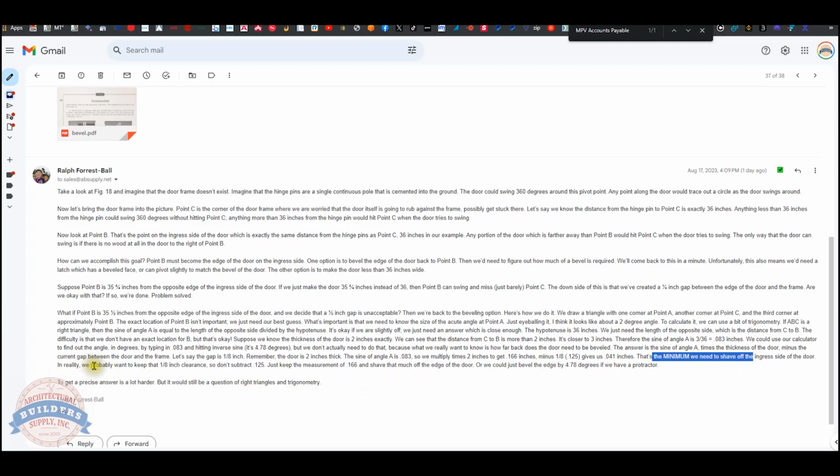In reality, we probably want to keep that 1/8 of an inch clearance, so don't subtract 0.125. Just keep the measurement of 0.166 and shave that much off the edge of the door. Or we could just bevel the door by 4.78 degree if we have a protractor. To get a precise answer is a lot harder, but it would still be a question of right angles and trigonometry. Now, you could do a deeper dive on this.